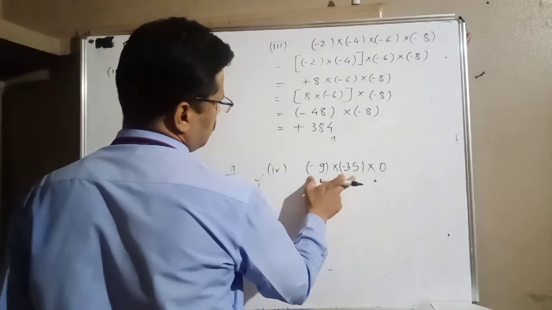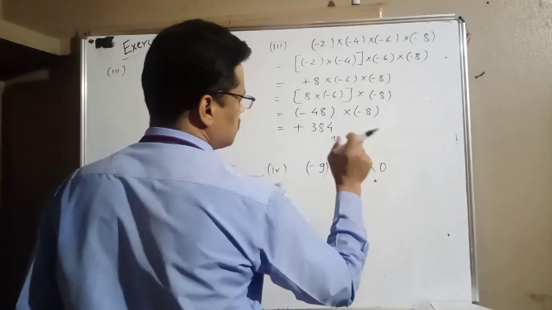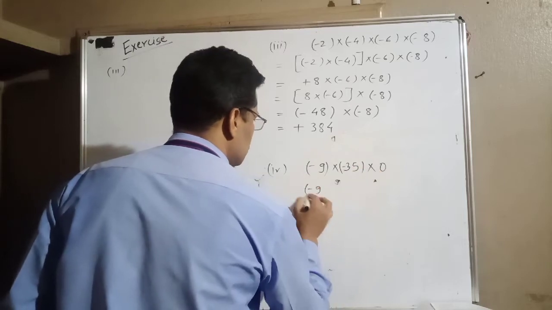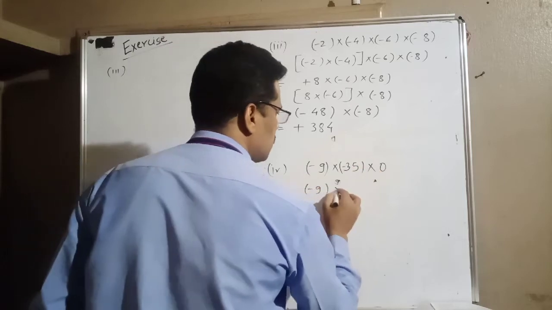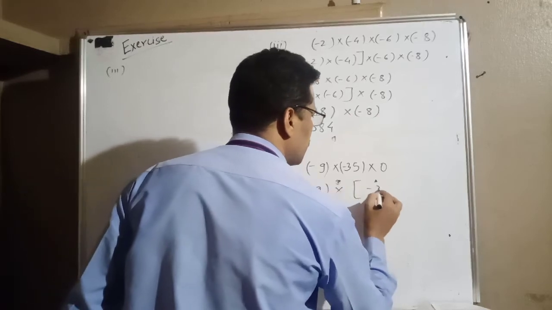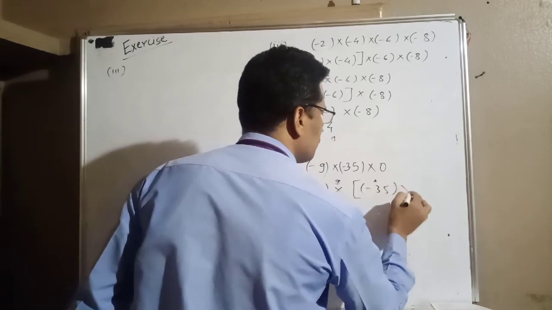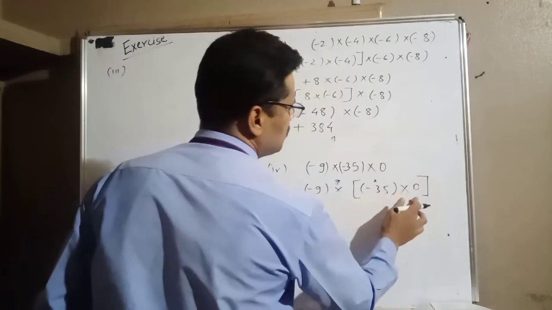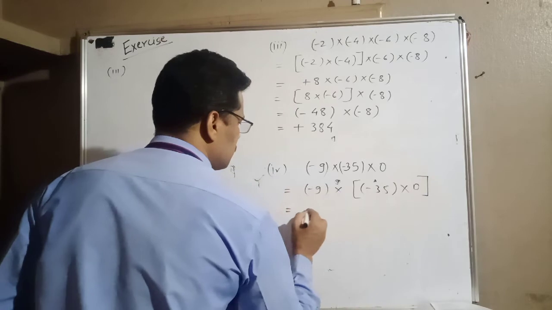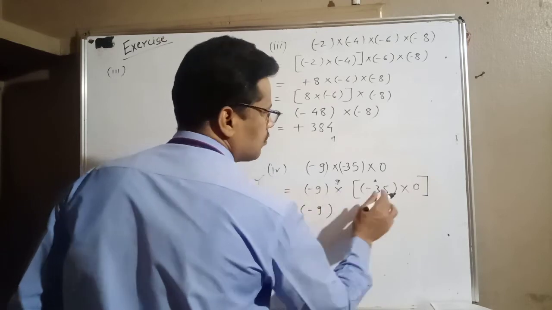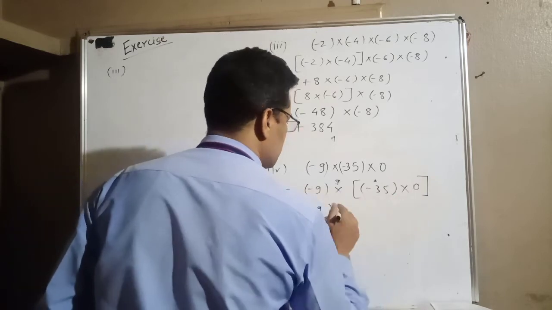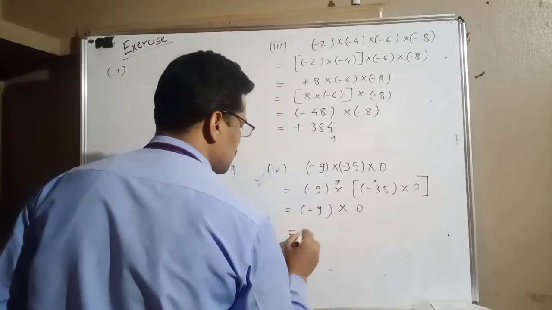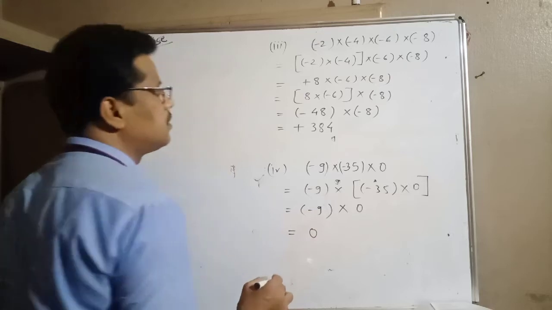Now in this question also we can use the associative property. Here also you can make the group of these two or these two. I am making the group of these two. Minus 9, first put an equal sign, into bracket minus 35 into 0. When you multiply minus 35 into 0, what do we get here? Any number multiplied by 0 gives 0. So we should write 0 in place of this. So 0 multiplied by minus 9, again we get 0.